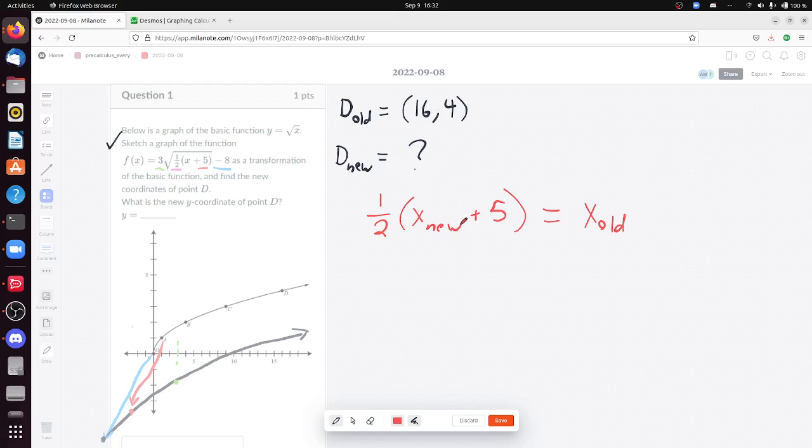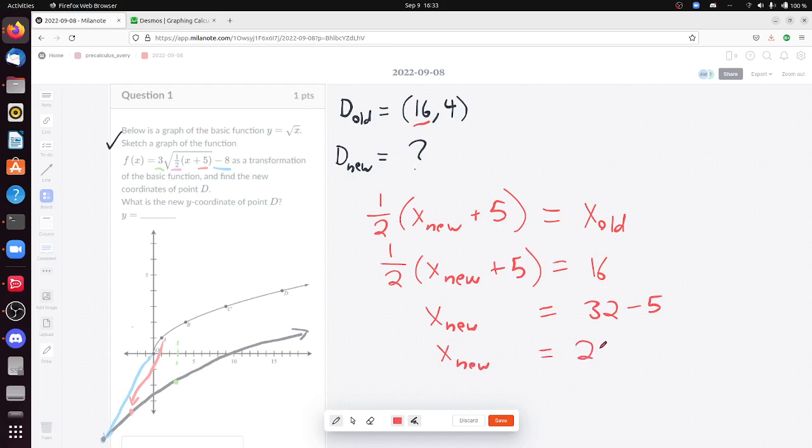So what we'll do is plug in the numbers. This is x old, what we're starting with. This is the x coordinate of the old D point, so that should be 16. And we're trying to solve for x new, by the way. So we have one equation in one unknown, which means we can solve it. We'll multiply both sides by 2, and then subtract 5. So x new should equal, after multiplying by 2, 32, and then subtract 5. It looks like x new is 27.